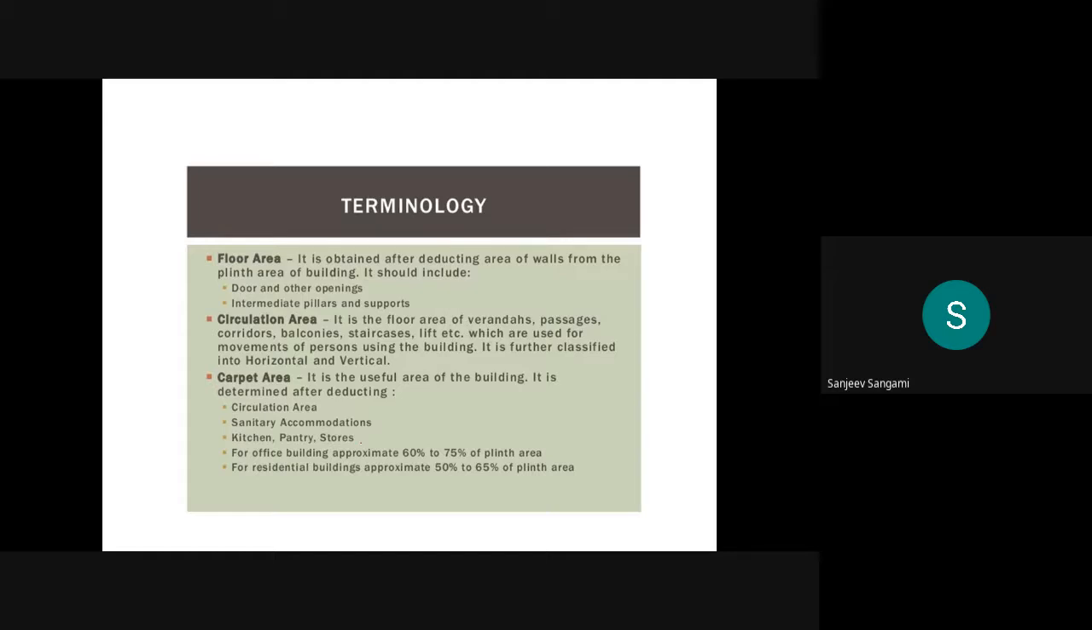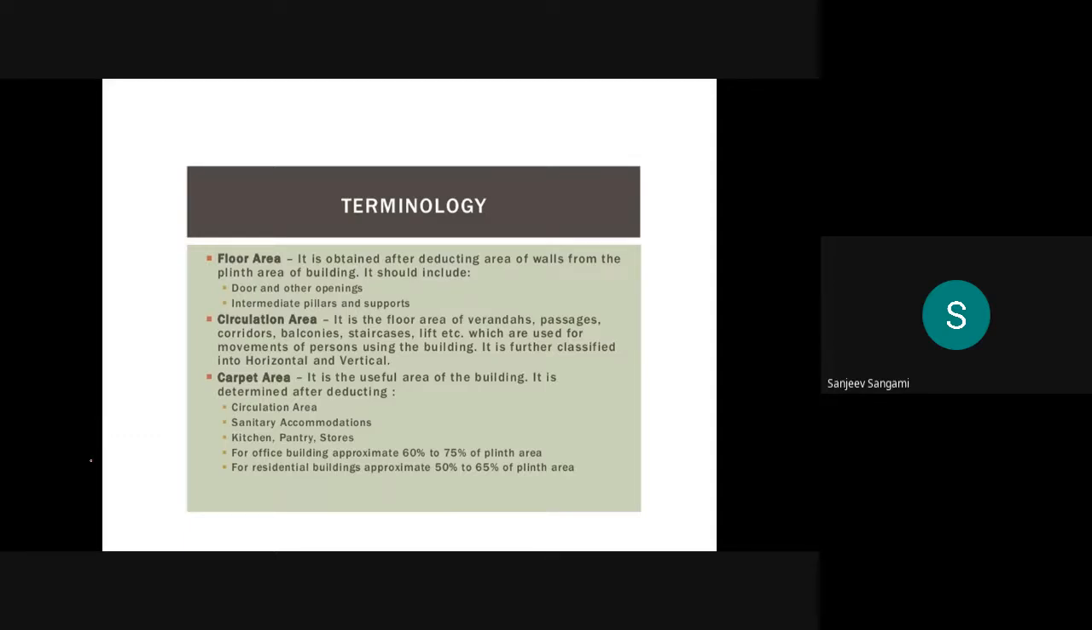It should include doors and other openings, intermediate pillars and supports. Then circulation area. It is the floor of verandas, passages, corridors, balconies, staircases, lifts, etc., which are used for the movement of the persons using the buildings. It is further classified into horizontal and vertical circulation area.